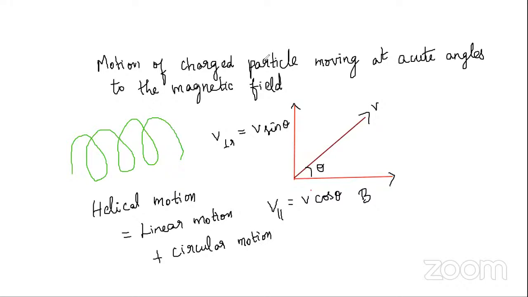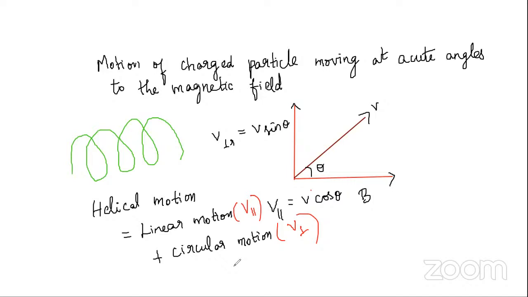So linear motion is due to v parallel. Circular motion is due to v perpendicular. The combination of this linear motion and circular motion leads to the helical motion. So these are the important formulas, and this is how you need to apply them when you are asked to solve numerical problems related to this.